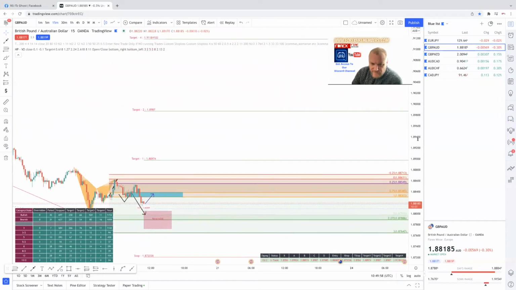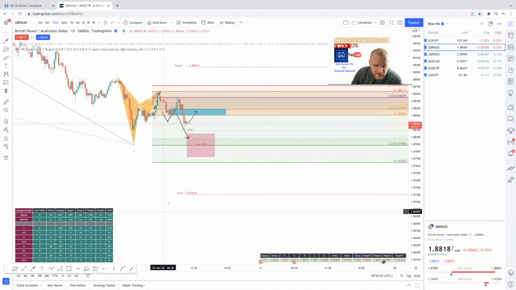It's this one here. So we've had the push out, obviously. We've had the push out here. Now we're just waiting to see if this is going to re-enter back into here to push back out again. So far, so good on what I'm showing on here.